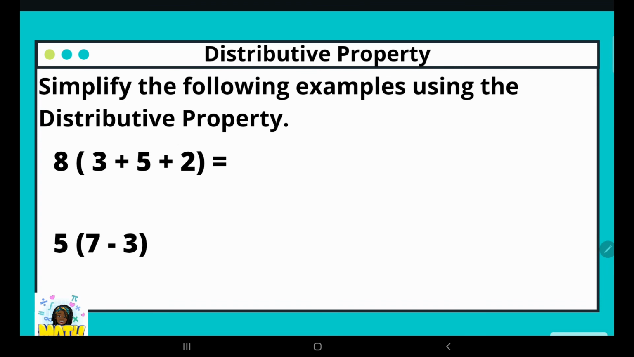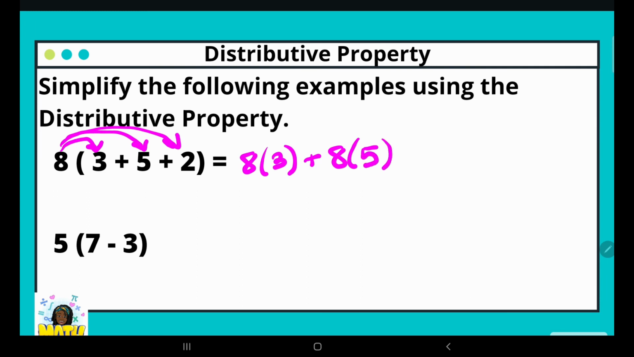Now we're seeing some other examples. The instruction here says, simplify the following examples using the distributive property. So the whole concept of simplifying is pretty much telling us to solve. So here we're going to apply the distributive property. Again, as I showed you previously, whenever you're using the distributive property, you want to show those arrows. So that 8 is going to be multiplied to the 3, it's going to be multiplied to the 5, and it's also going to be multiplied to the 2. So let's go ahead and rewrite that. So now we have 8 times 3 plus 8 times 5 plus 8 times 2.